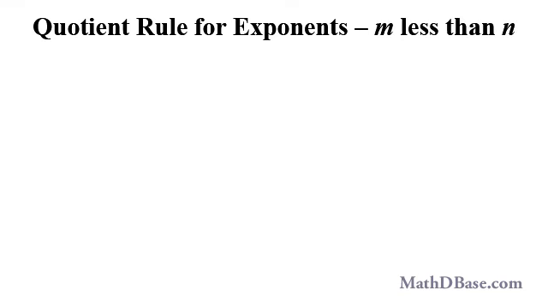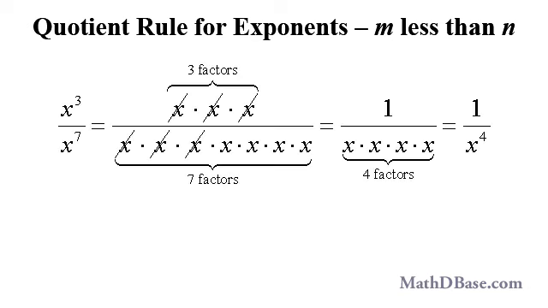In the quotient rule for exponents, we stated that the rule is valid provided that m is greater than n. What would happen if m is less than n? Take, for example, x cubed divided by x to the 7th. Expanding, we have x times x times x over 7 factors of x. The 3 x's in the numerator cancel with 3 x's in the denominator, leaving 1 in the numerator and x to the 4th in the denominator.